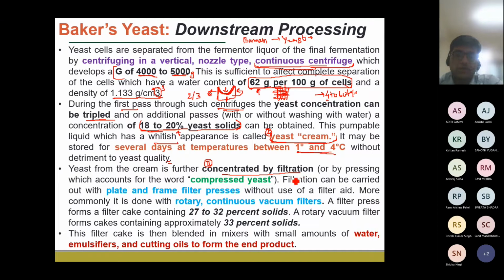Okay, so filtrations are of different types. I will not go into details on that, but the filtration is based on the method called plate and frame filter press. What is the mechanism on which it works? It has a plate and a frame, as the name suggests. The frames are of different sizes, which allow the media components to pass through, and in between the pores, the solid yeast gets stuck in the frames.